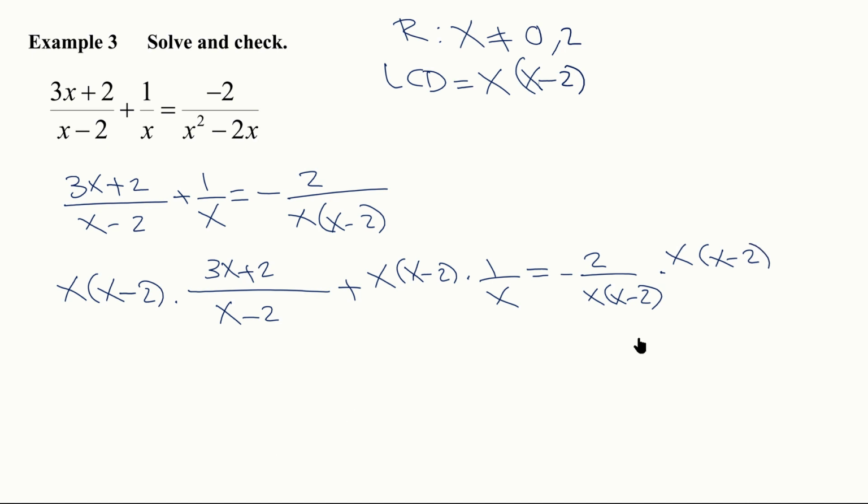Okay, so now we multiplied both sides by the LCD, which we found to be x times x minus 2. Now we're going to cross cancel as much as we can. In this first term, we notice that we can cross cancel the x minus 2's. In the second term, we notice that we can cross cancel the x's. And in the third term on the right side, we notice that we can cancel both the x and the x minus 2.